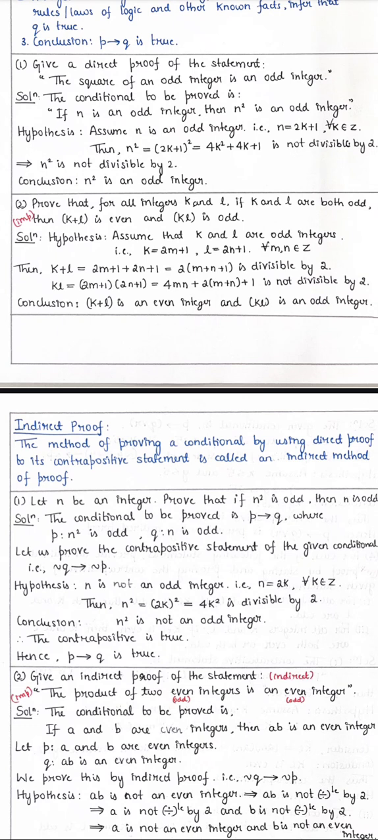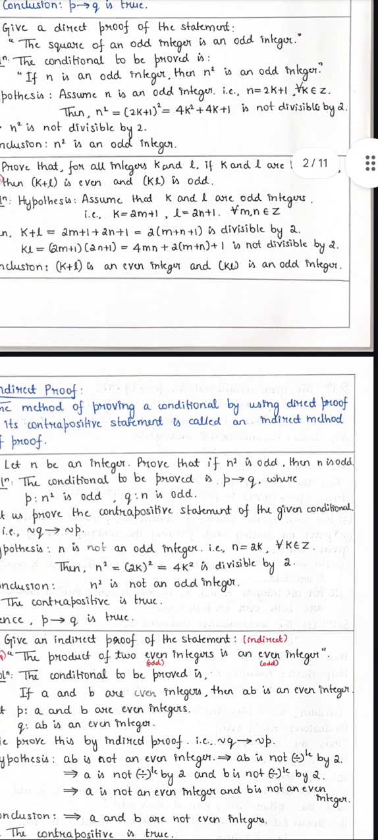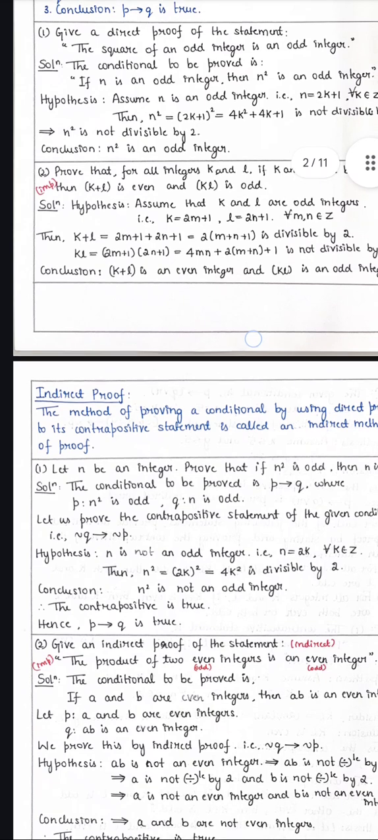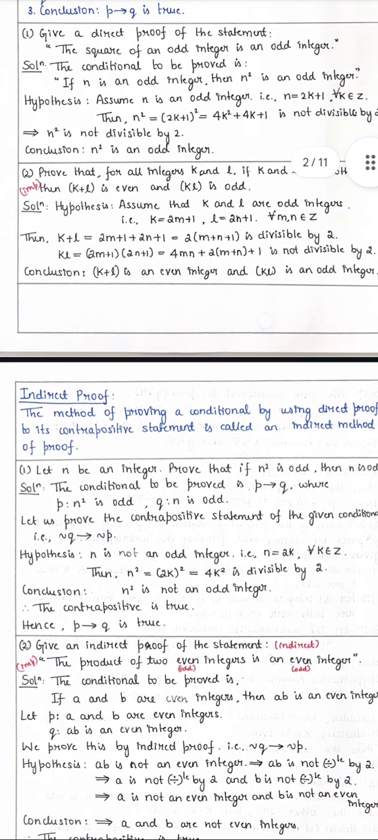Hypothesis: let us consider, assuming that n is an odd number. So n equals 2k plus 1 for all k belonging to integers. Then for n square, (2k plus 1) whole square equals 4k square plus 4k plus 1, which is not divisible by 2. So n square is not divisible by 2. Conclusion: n square is an odd number or integer.